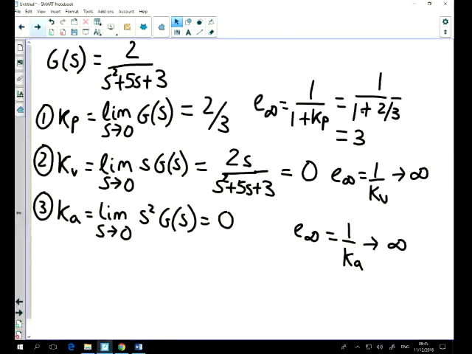Okay, next one is the Bode plot one. Bode plots often put people off, but they're actually not that bad.